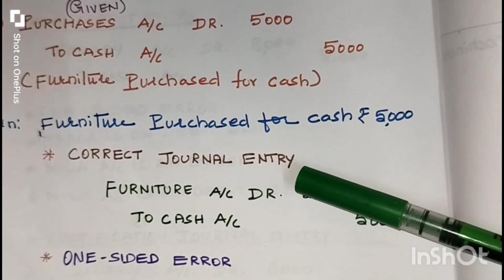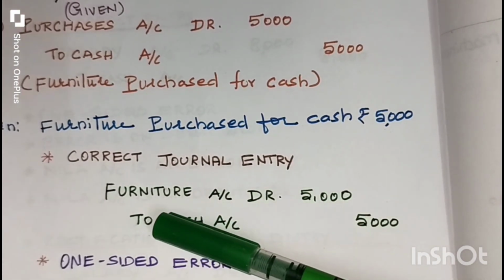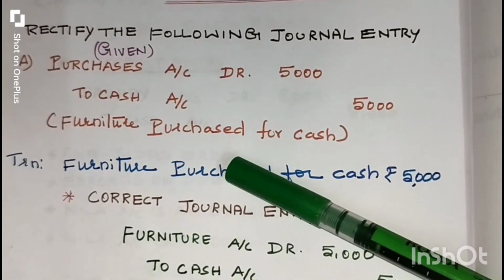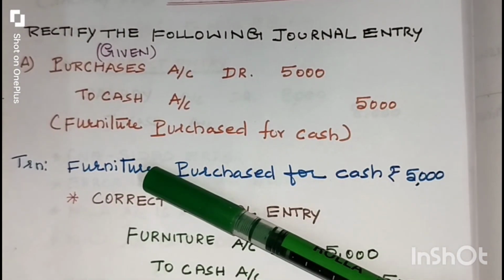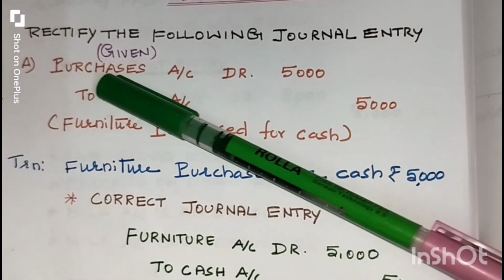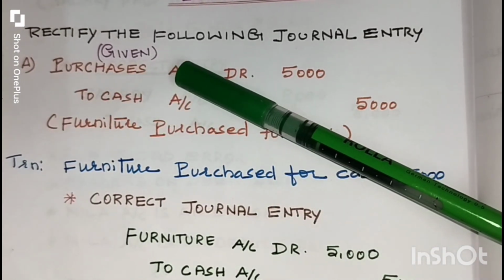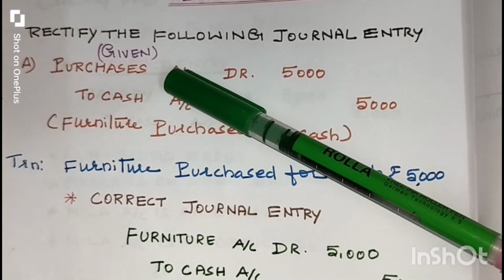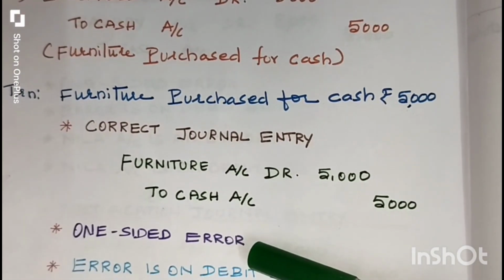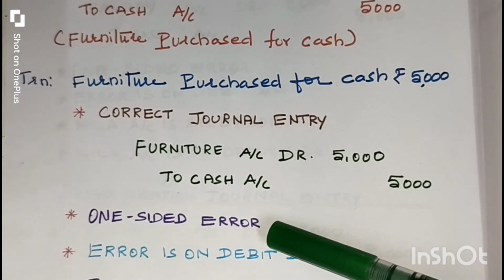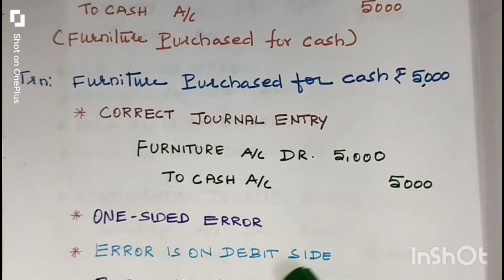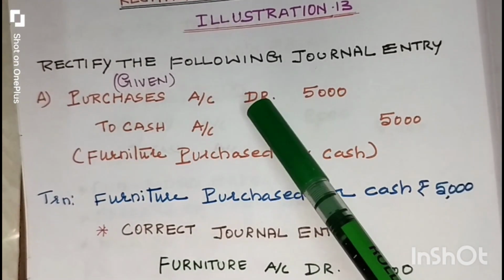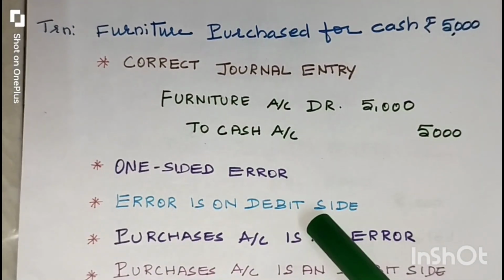So where is the error? Listen. Purchases account is an error because you purchased furniture. Whenever you purchase an asset, you have to enter the asset name, the furniture name. Instead of the furniture name, they have given here purchases account. So this is a one-sided error. Where is the error? Error is on the debit side, because purchases account debtor, purchases account is on the debit side.